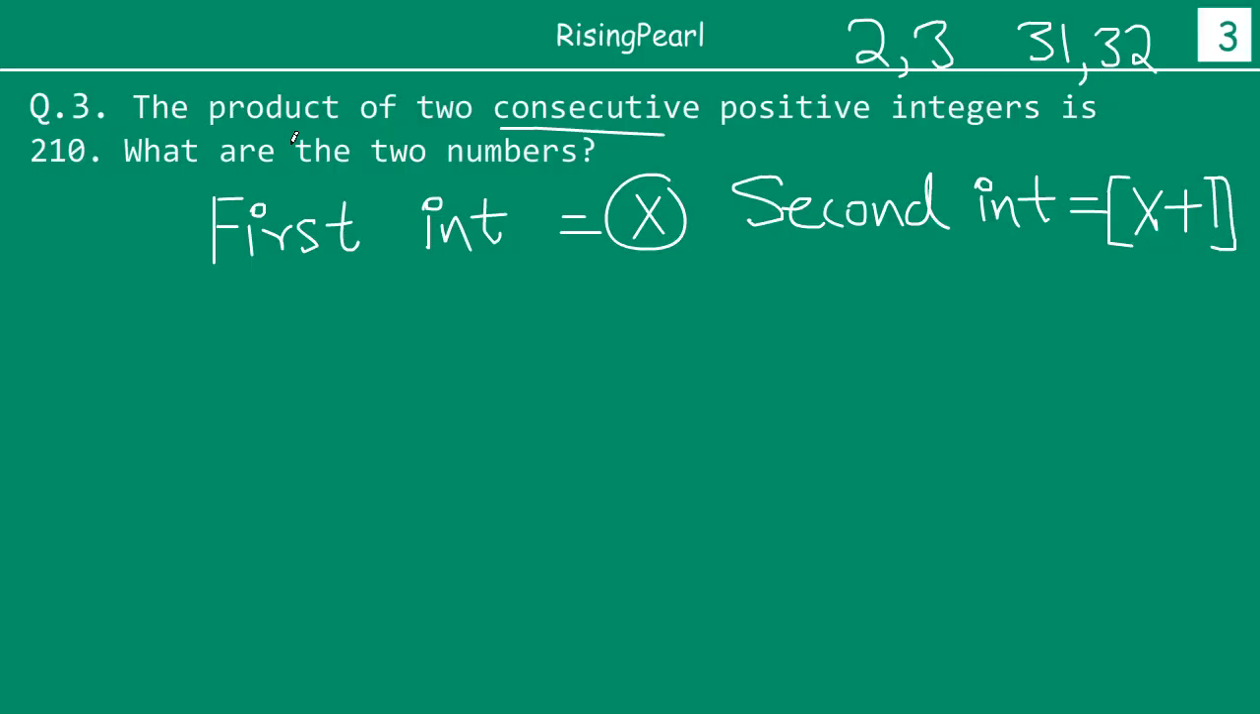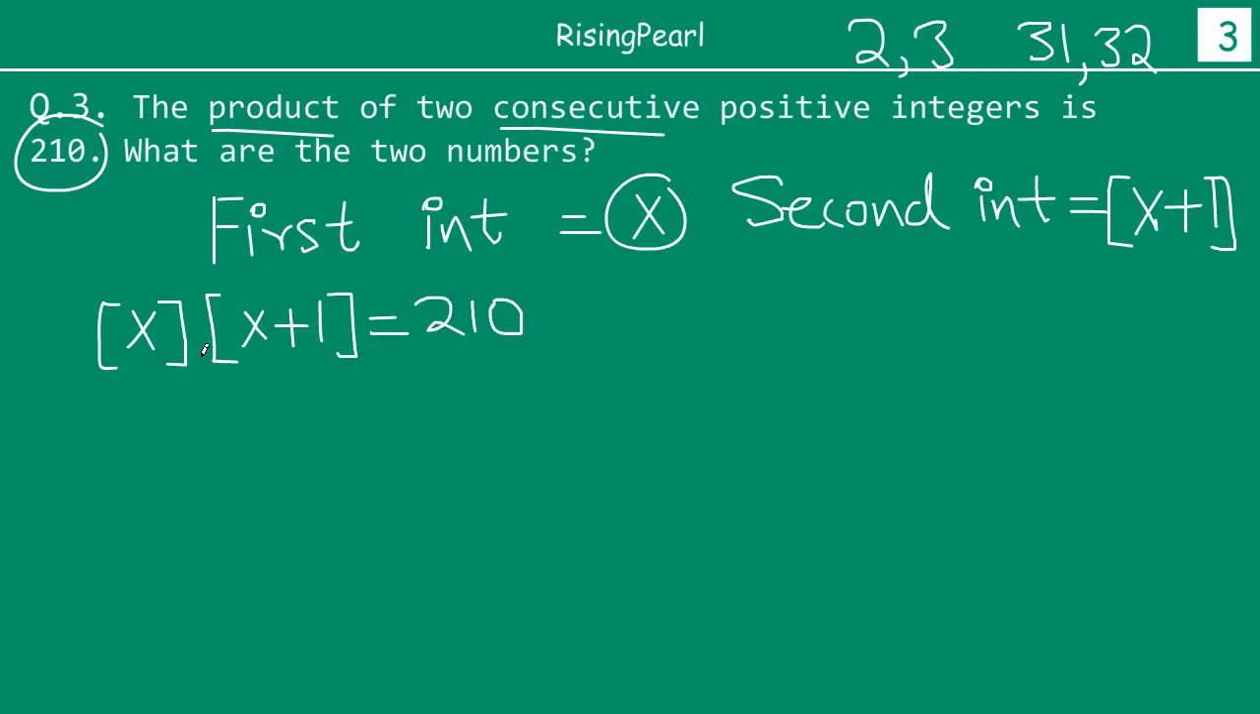Now what is given is that the product of them is 210. That means x times x plus 1 is equal to 210. So let's solve this. So we have to solve for x basically. So now if you multiply, you will get x squared plus x times 1 is x.